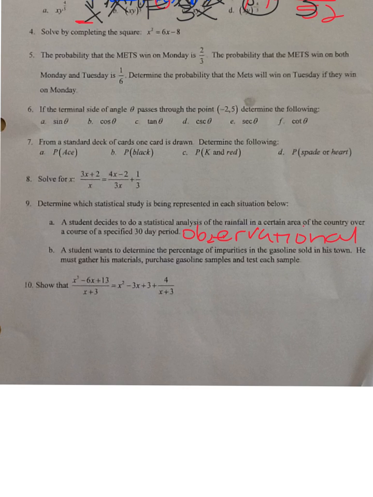And the reason why it's observational is because she's not going to do anything. She's just going to measure how much rain happens in that area. All right, now looking back, I didn't like B. I didn't like how it was worded.